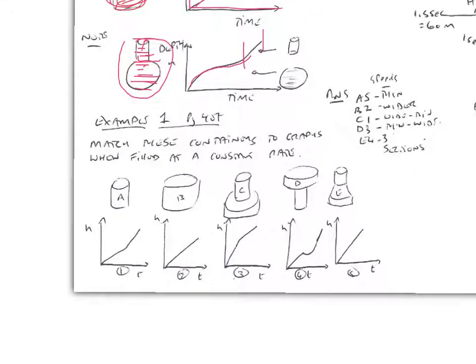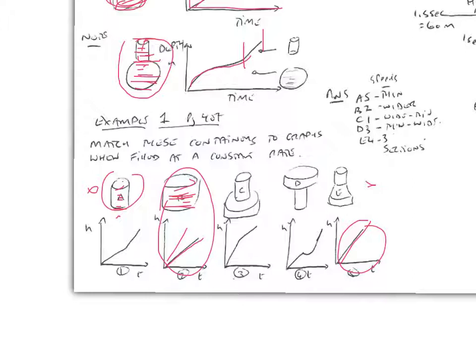So example 1, on page 407, we have 5 shapes, and we have to match the rate of flow graph with the shape. Okay, so A is graph 5, and B is graph 2. This is steeper because A is thinner and it'll rise faster than B, which is not as steep as A, so it takes longer, a slower rate of height change.